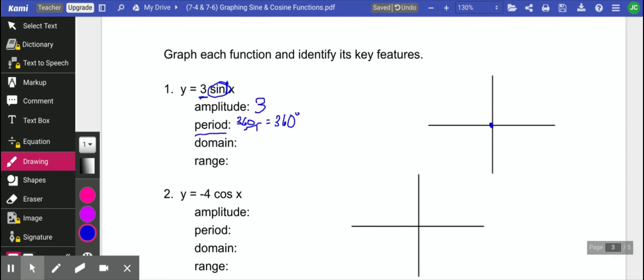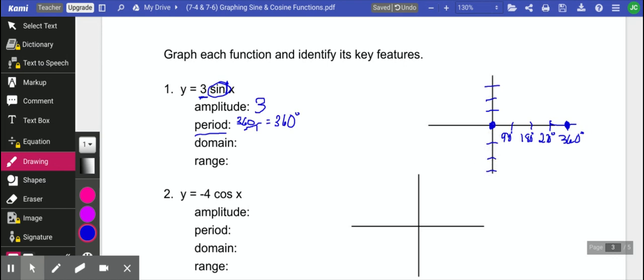So we want to take our axis out to 360 degrees. So let's see, let's go by like 90 degrees, 180, 270. We usually split it up into fourths. All right, so we know that if it starts here, it's got to end here in 360 degrees. And now we just need to fill in the rest of what's happening. The amplitude is 3, which means it's going to go up to 3 and down to 3.